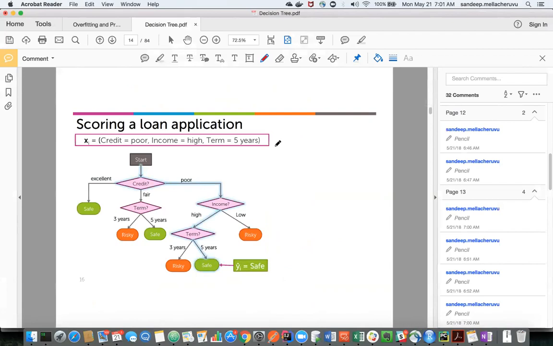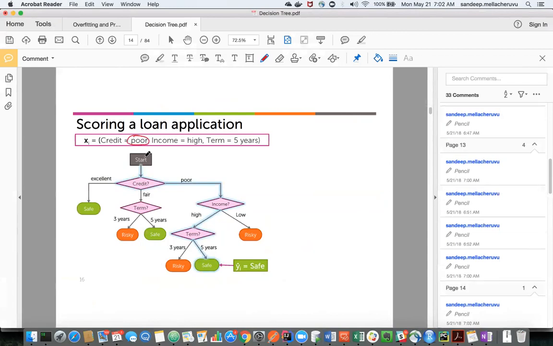Now, how to score an application? So one person gave an application as his credit is poor, his income is high, and he wants a loan for 5 years. That is his term. This is a new application. Assuming that you already built your decision tree, for a new application, how do you score it and say whether you can give him a loan or you cannot give him a loan? How do you know that?